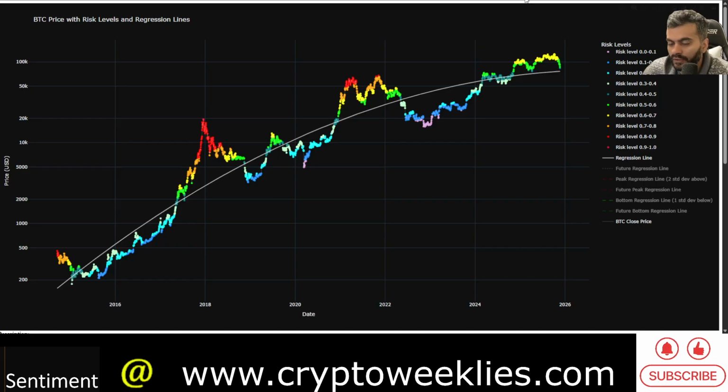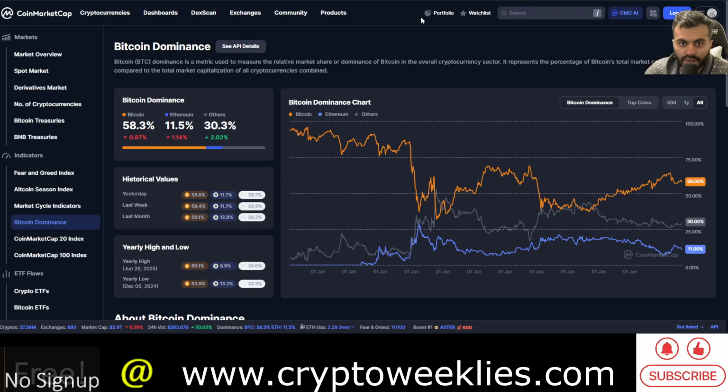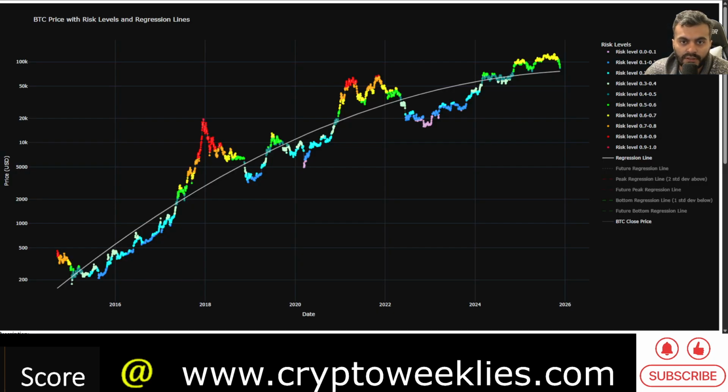asset class as a whole, as both Bitcoin and ETH together hold somewhere between 70 to 80% of the total market share. You can check it out over here. Bitcoin is right now about 60% of the asset class, ETH about 10%, so about 70% together is Bitcoin plus ETH. Everything else is roughly speaking 30%. So the fair value for BTC per this linear regression is 76k.